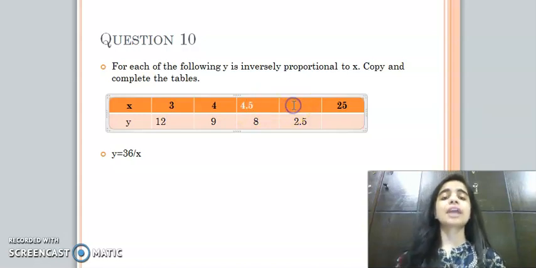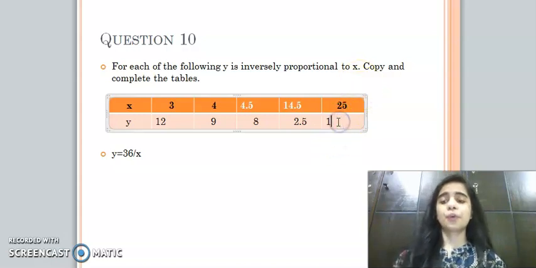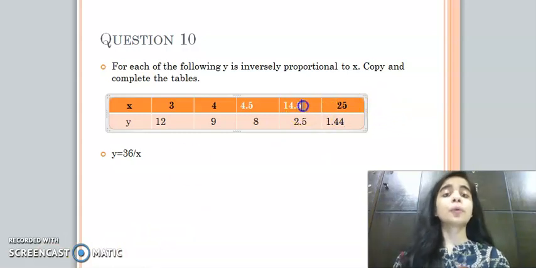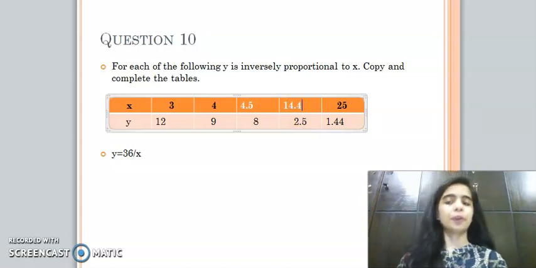Then 36 divided by 2.5. What is 36 divided by 2.5? That is 14.4. And then finally 36 divided by 25. That is 1.44. So even this table is complete. Alright, I'm sorry, 36 divided by 2.5 is 14.4. So this will be 14.4, not 14.5. So now we've completed this question.